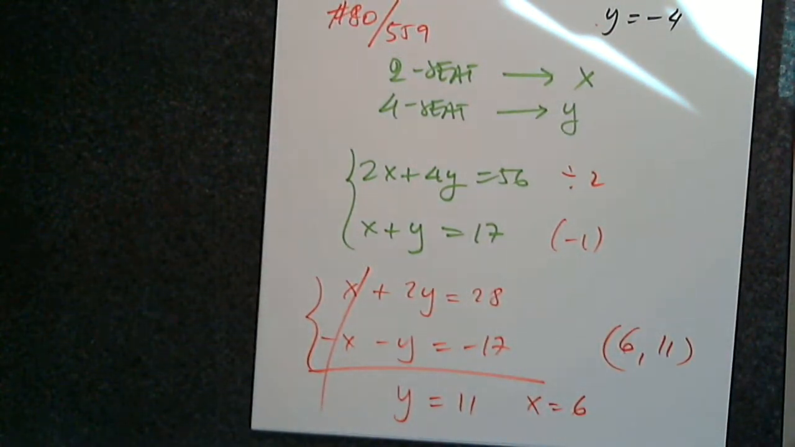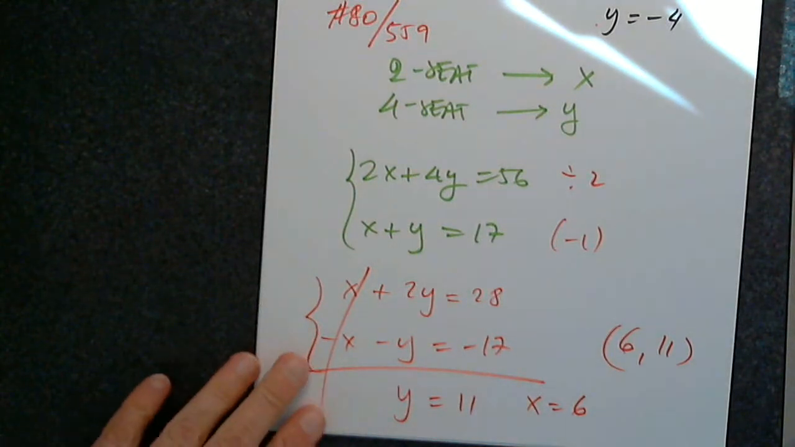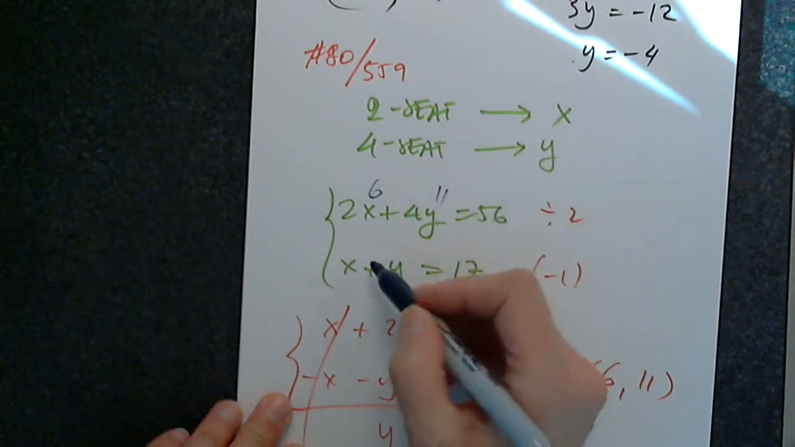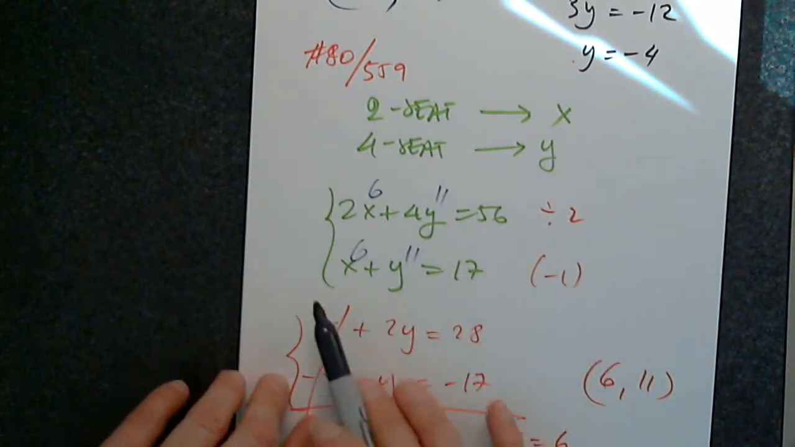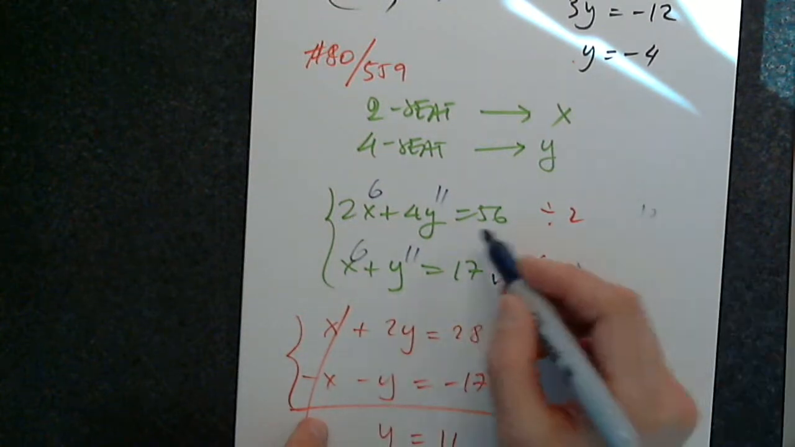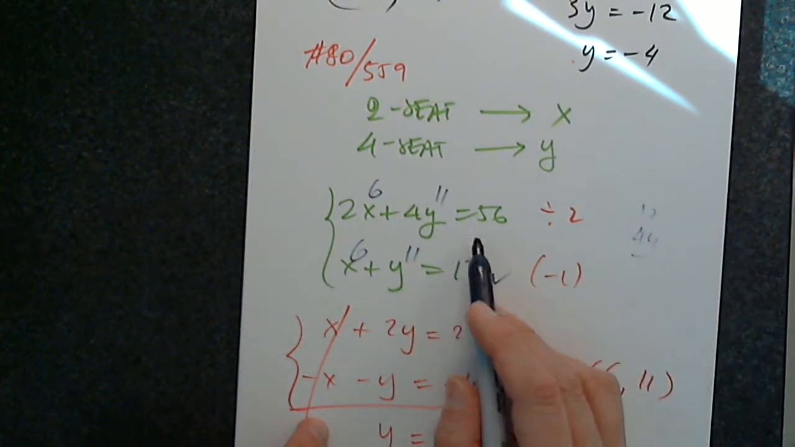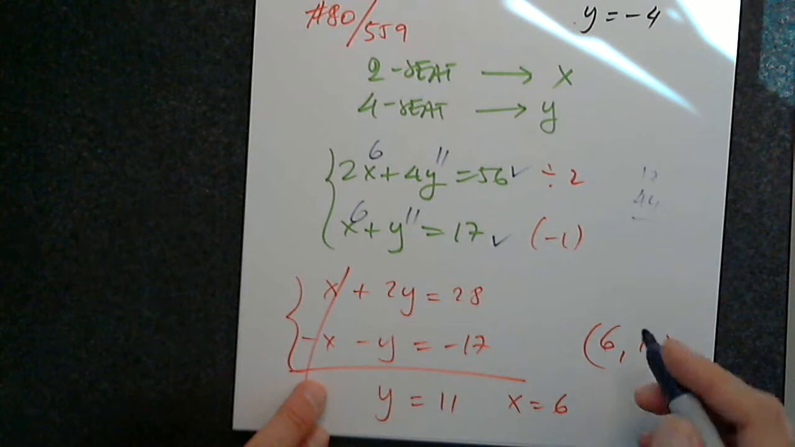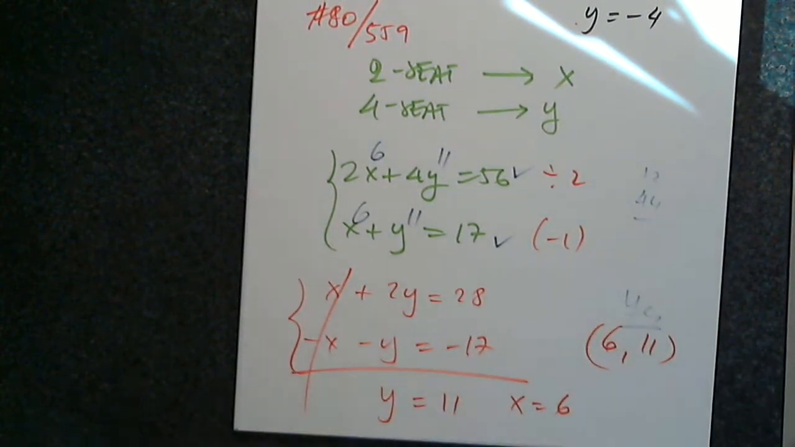But you should say, show me. We don't know. I'll go back to the original problem. 6 and 11. Well, 6 plus 11 is definitely 17. But this is 12, and this is plus 44. Is this 56? Yep. And I will say yes. So this is a typical situation for a system with 2 equations in 2 variables.